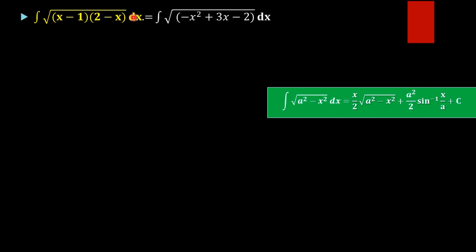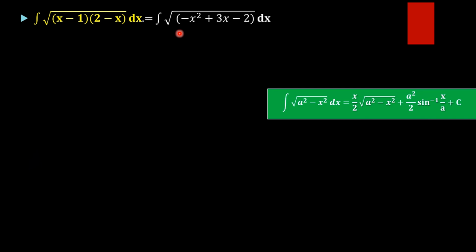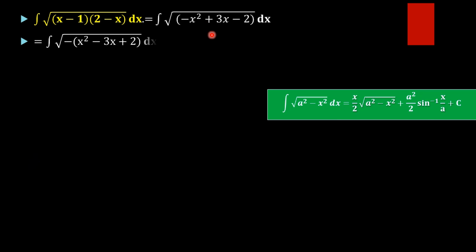What is that? x into x will give minus x square, then x into 2 will give 2x, minus 1 into minus x will give x, that is 2x plus x is 3x, minus 1 into 2 is minus 2. So what is the expansion? Minus x square plus 3x minus 2. Next, we are taking negative outside from this term, then we will get x square minus 3x plus 2 here.